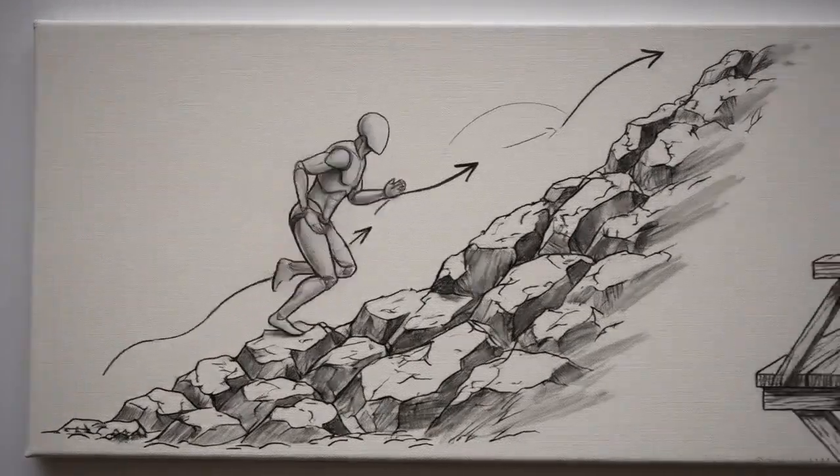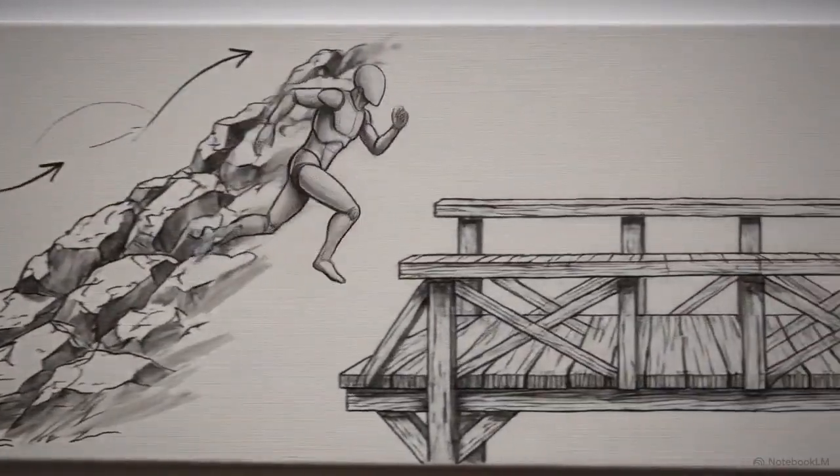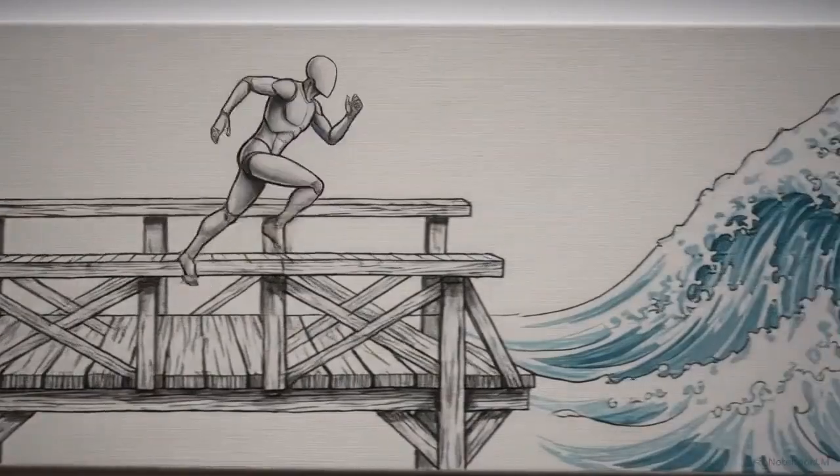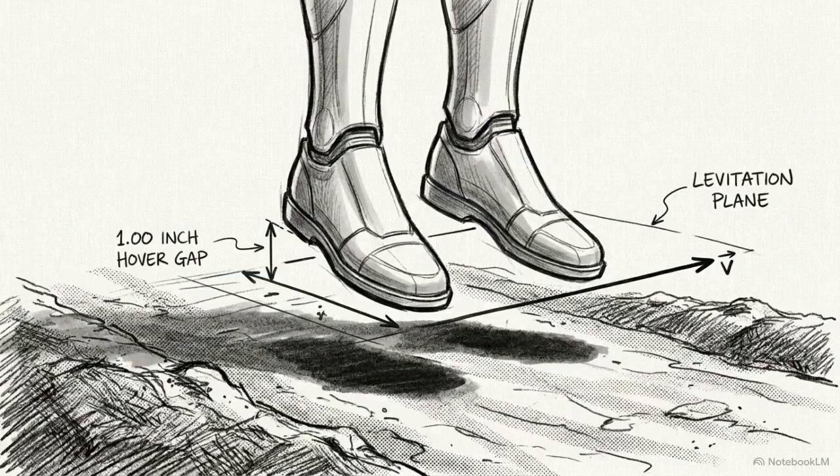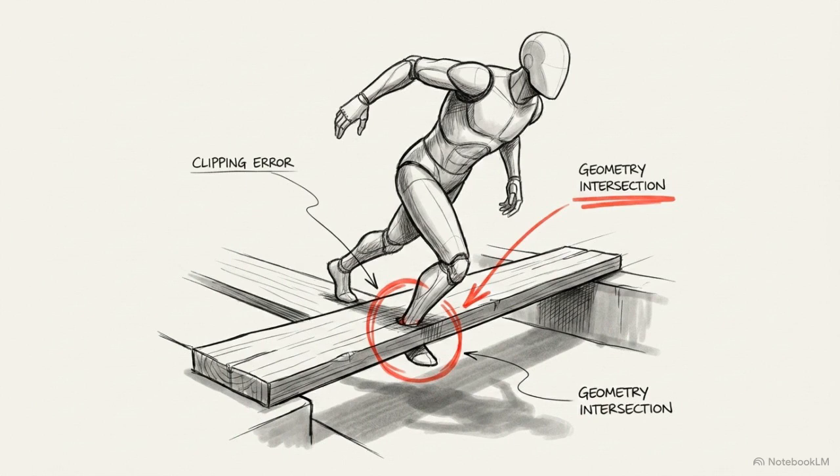A digital character sprints up a rocky incline, glides across a wooden bridge without losing momentum, and plunges smoothly into an ocean wave. Without strict structural rules, that exact same character floats an inch above the dirt, stutters erratically at the shoreline, and violently snags on the microscopic gaps between bridge planks.